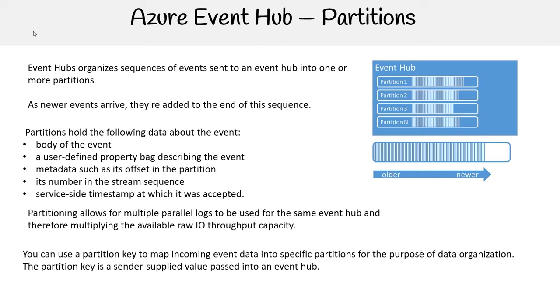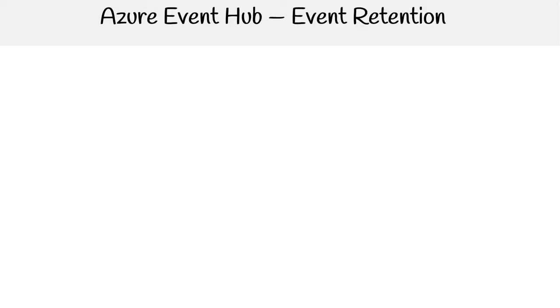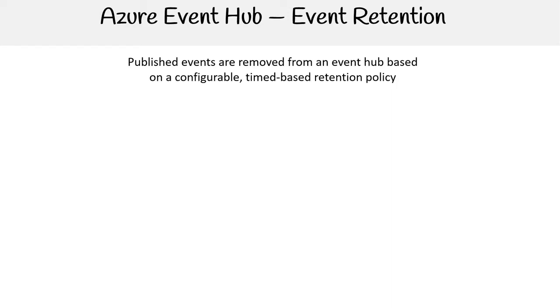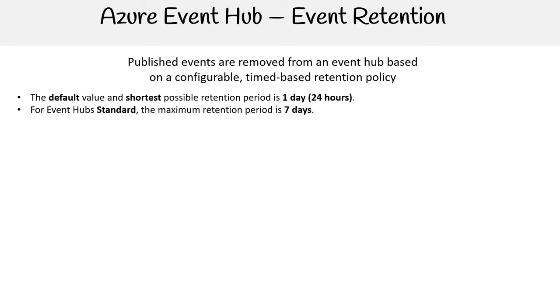So there you go. We're taking a look at event retention for Event Hub. So published events are removed from an Event Hub based on a configurable time-based retention policy, and the default value and shortest possible retention period is 1 day. So that's 24 hours. For Event Hub's standard, the maximum retention is 7 days. And we saw that in the pricing page where retention can be different based on those things. So for premium and dedicated, the maximum retention is 90 days.